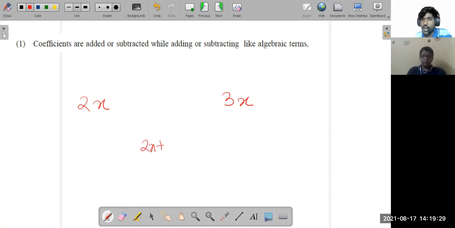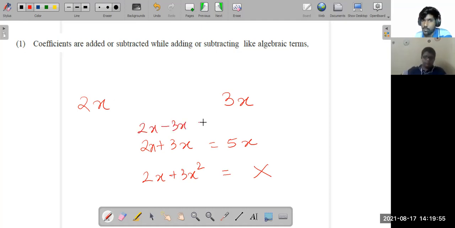So if you want to add 2x plus 3x, you directly add the coefficients in front of them. So 2 plus 3, 5. So this will become 5x. But you cannot add 2x plus 3x square. This is wrong. You cannot add it at all. Understood? You can subtract also, same like algebraic terms. 2x minus 3x, you can subtract. So 2 minus 3 is minus 1, so this becomes minus x.